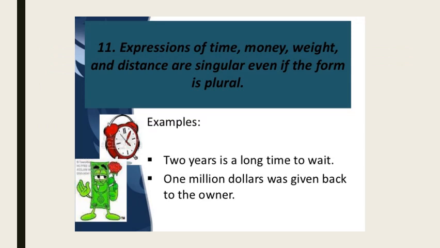Then coming to the expressions of time, money, weight and distance. They are singular, even if the form is plural. Two years is a long time to wait, so we use a singular verb. $1 million was given back to the owner. Though we have dollars over there, we need to use a singular verb, right? 100 rupees is not a big amount for him.